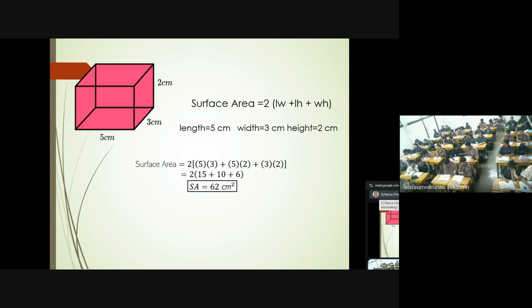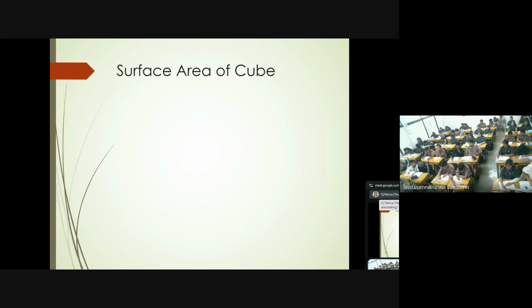Now, understand? Okay, let us proceed to cube. Surface area of cube. What is the formula for getting the area of a cube? S squared, right? Now, how many sides in a cube? How many sides in a cube? 1, 2, 3, 4, 5, 6. So we have 6 sides.